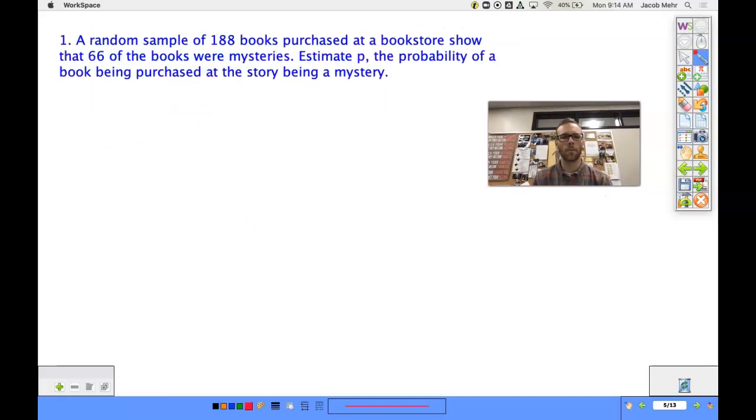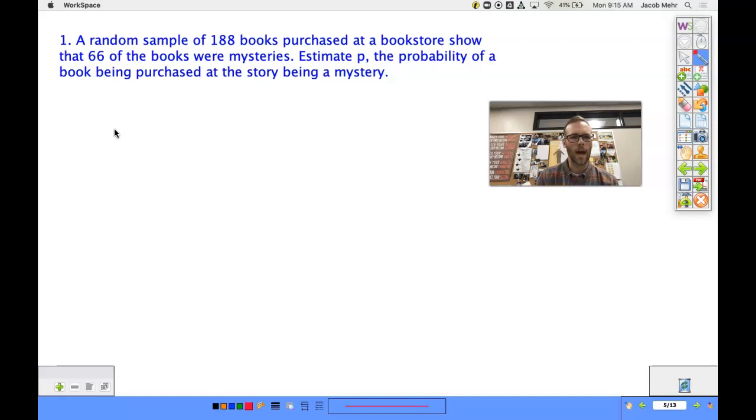So let's look at a problem here. Let's say a random sample of 188 books purchased at a bookstore. Okay, so we have that random feature. It shows that 66 of the books were mysteries. Estimate p, the probability of a book being purchased at the store being a mystery book. If I'm in the store and I randomly grab a book, I want to know the probability that that book is a mystery. So basically, what's the proportion of all the books that are mystery? We know 66 out of a random 188 were.